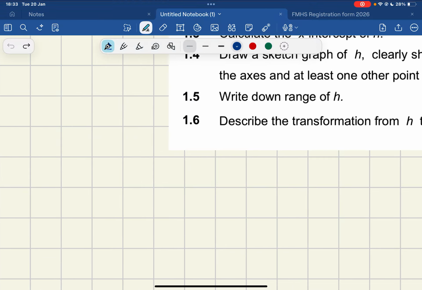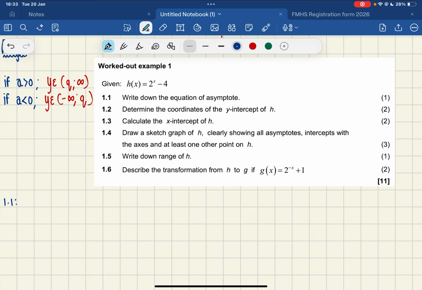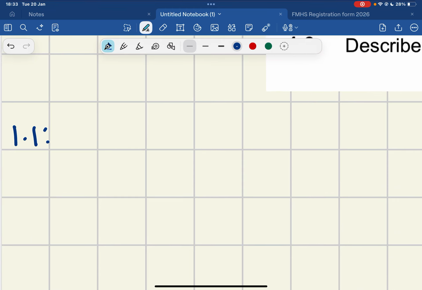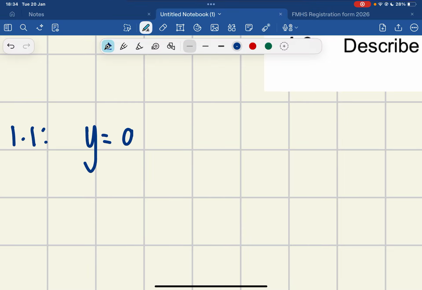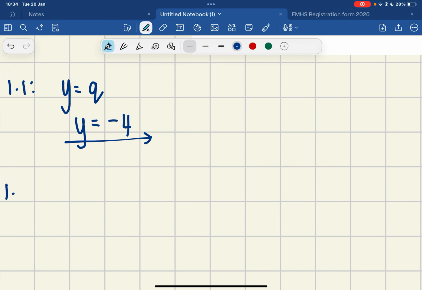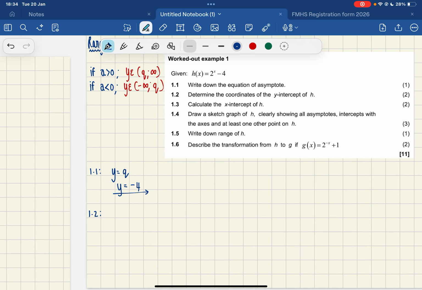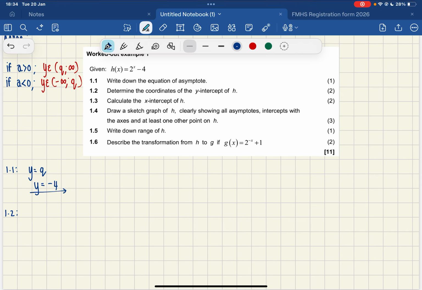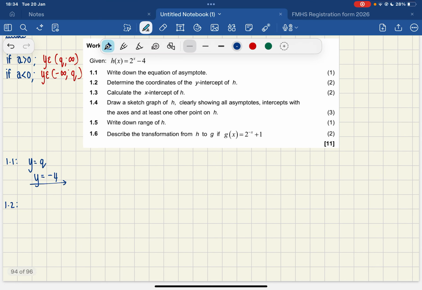Okay. Question 1.1, boys and girls. Question 1.1 basically deals with the asymptote. Write down the equation of the asymptote, and we said that the asymptote is y is equal to q, and in this case y is equal to -4. And then question 1.2 proceeds to talk to us about coordinates of the y-intercept. Y-intercept, make x equal to 0.